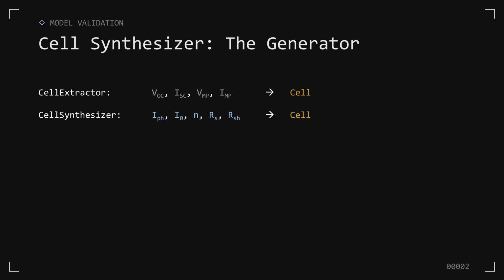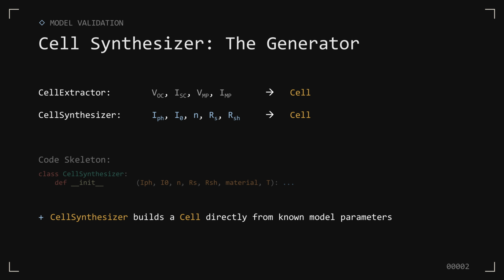Cell synthesizer is the counterpart to cell extractor, but at this level of the project, it has minimal functionality. Like cell extractor, it creates a cell instance, but in the opposite direction, from the forward model parameters. For now, cell synthesizer is a wrapper for the cell class. It keeps the architecture consistent as we build up to the thermal and stack functionality. The code skeleton only has the init function that creates the cell instance. It can also hold helper functions for things like printing.